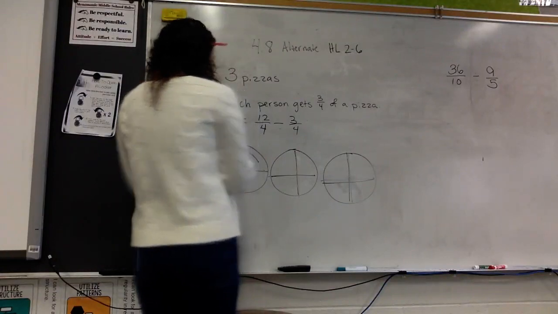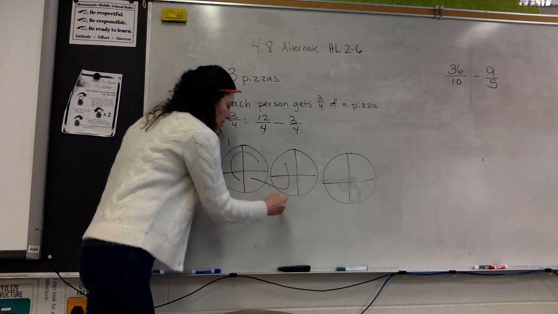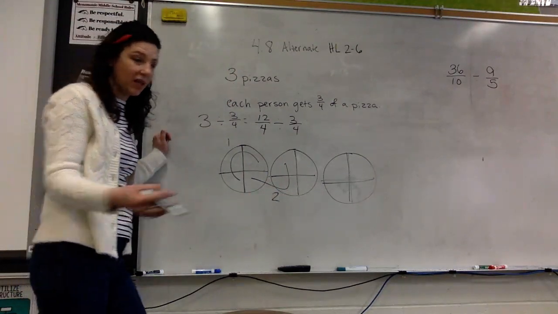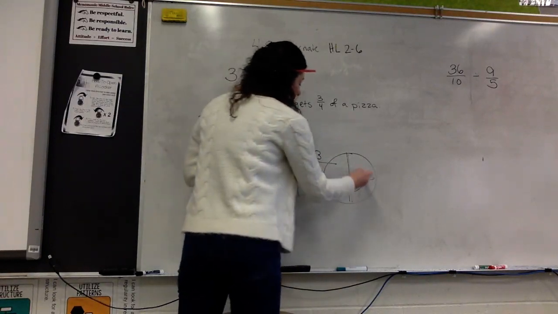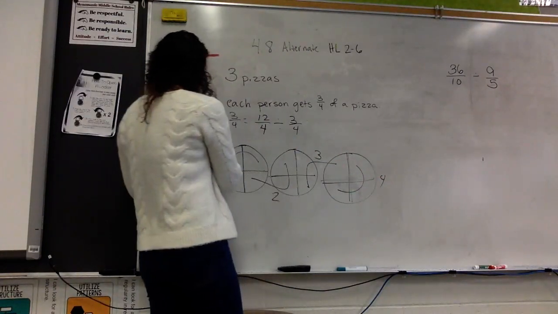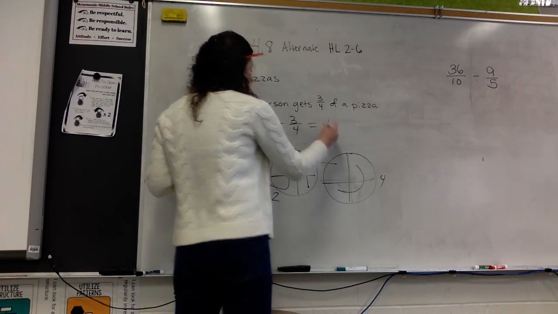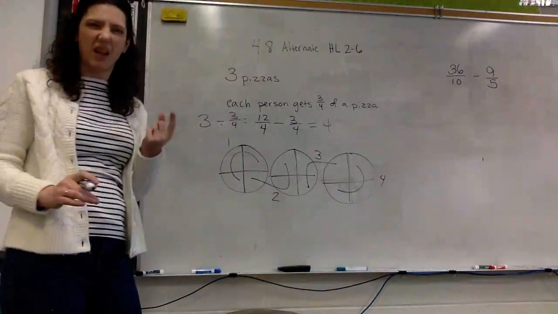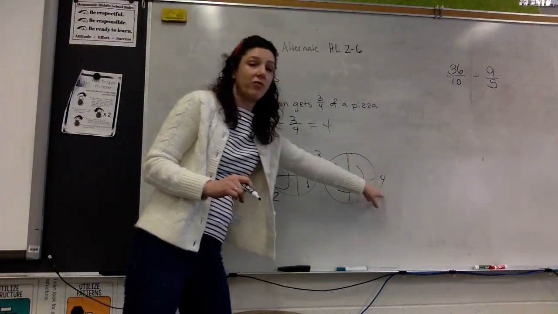This is one person serving, right? They get 3/4 of a pizza. This is the second person's 3/4 of a pizza. They get 3 of 4 slices. This is the third person's, and this is the fourth person's. So 12 fourths divided by 3/4 is 4. Not 4/4, because that would be worth 1, and I didn't feed one person. I've had 1, 2, 3, 4 people.